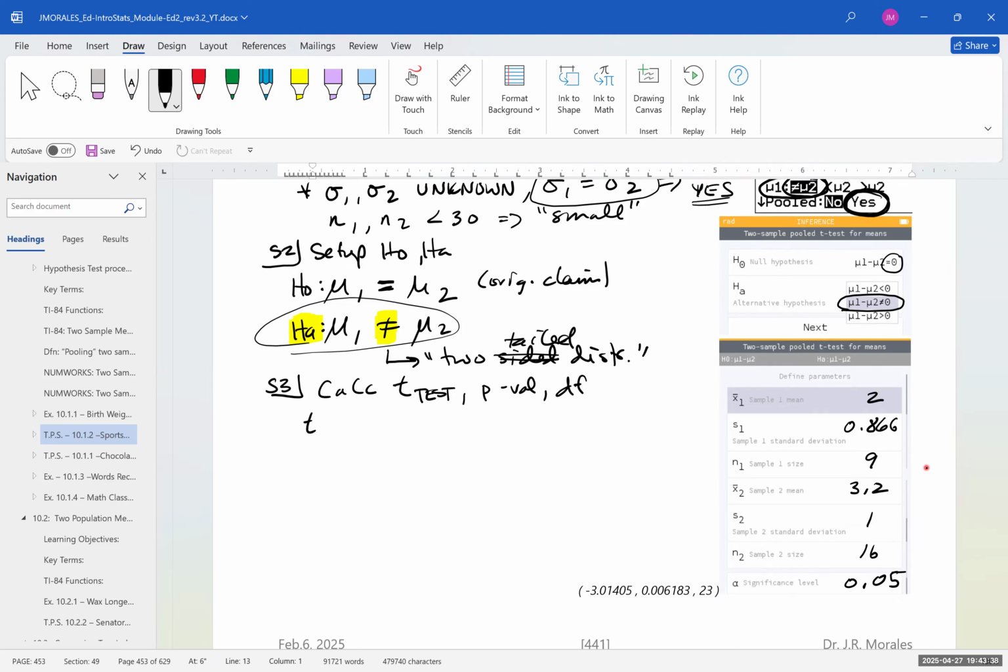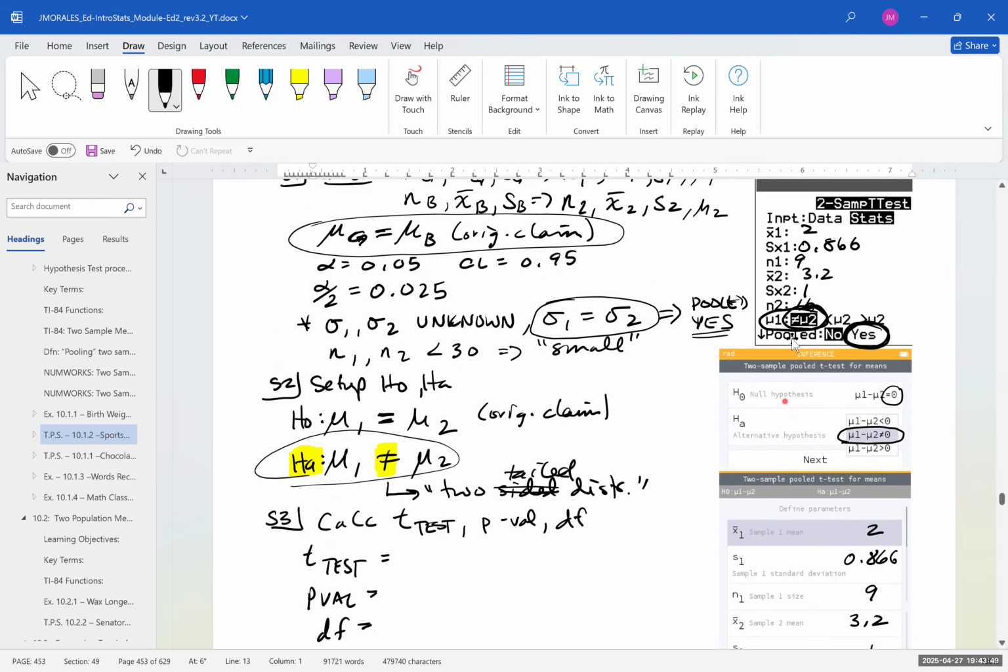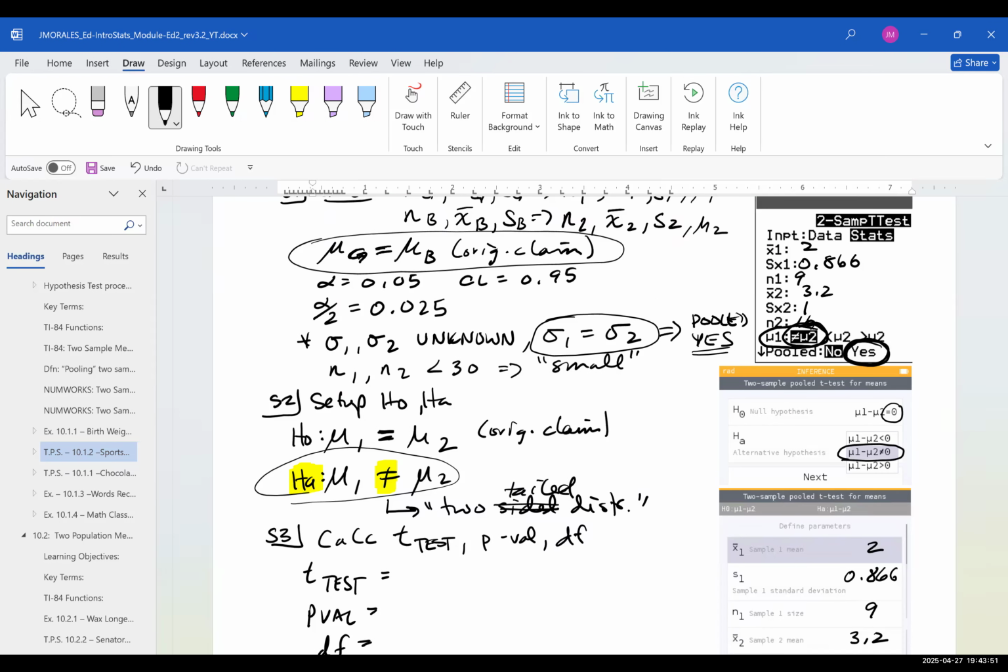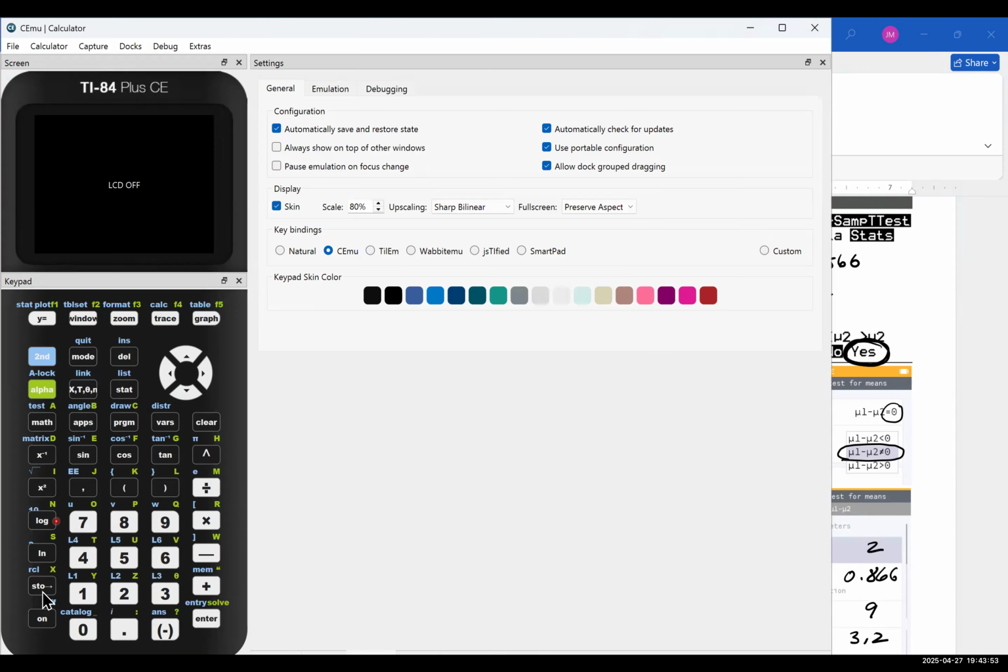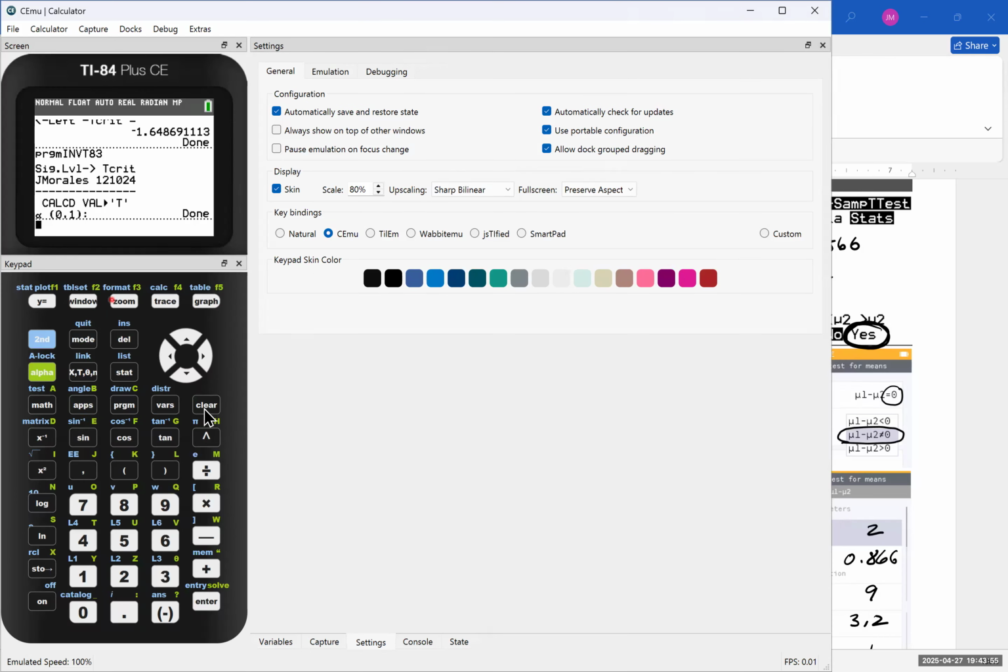All right, so we need a t-test, we need a p-value, and we need degrees of freedom. So let's go ahead and use the calculator functions to input this data. All right, let me clear what I've got here. Okay, so stat tests. We want a 2-sample t-test. Okay, we're going to be dealing with stats.